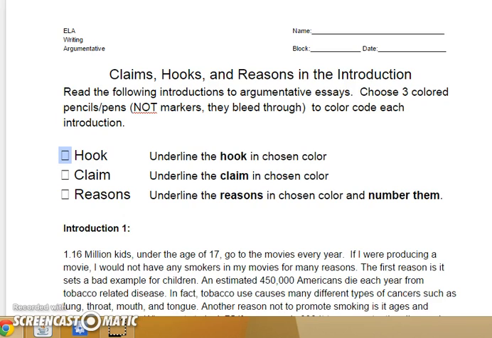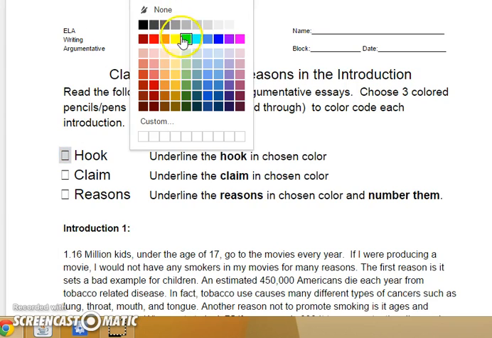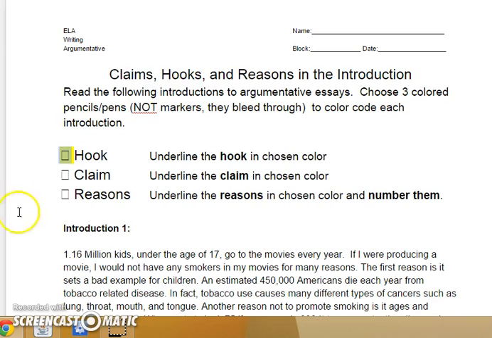Okay, first thing we need to do is make sure that you have 3 colors, 3 colors to make a color key for your hook, your claim, and your reasons. So grab 3 colored pencils and make sure you have a color code. You don't have to do the one that I'm actually doing. You can do whatever your color interests are. Just make sure that you have 3 colors.